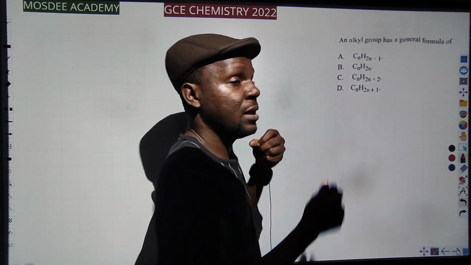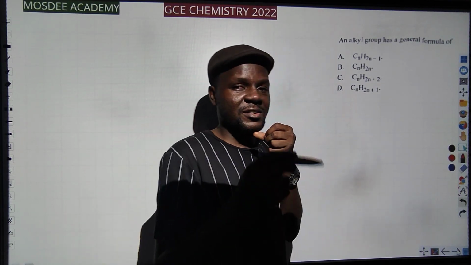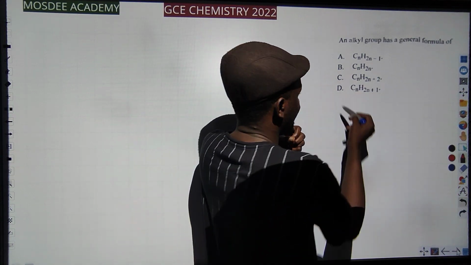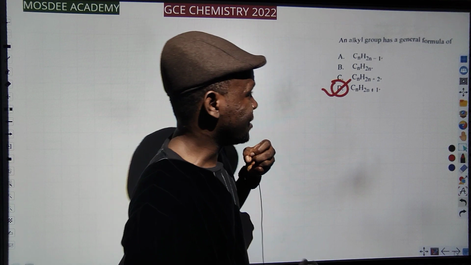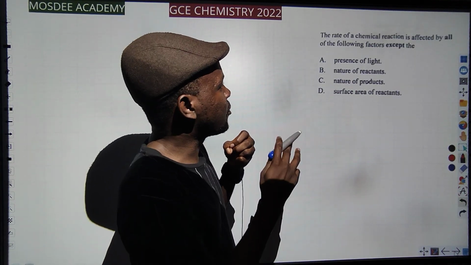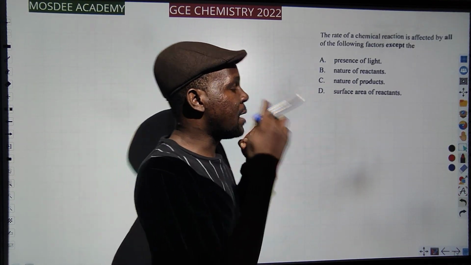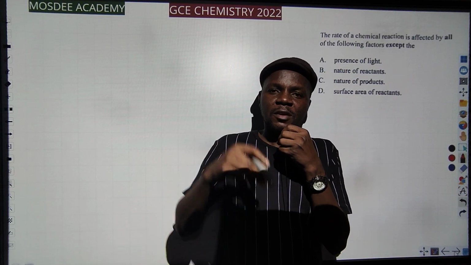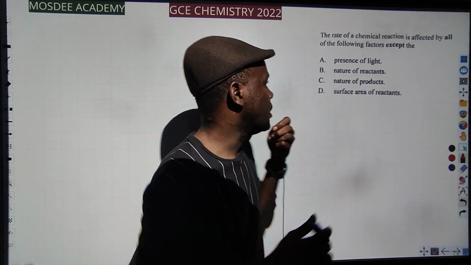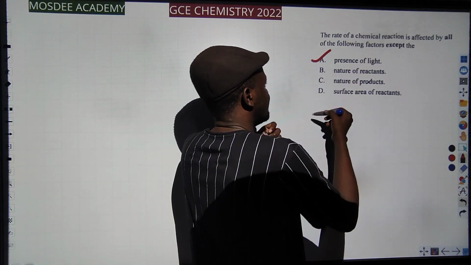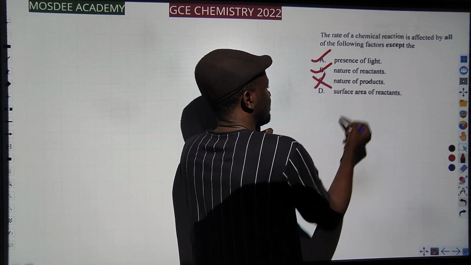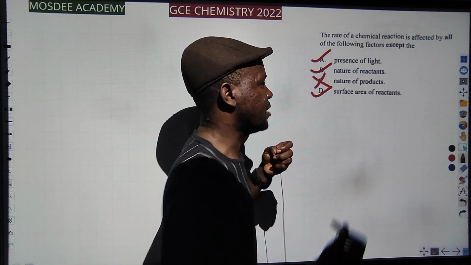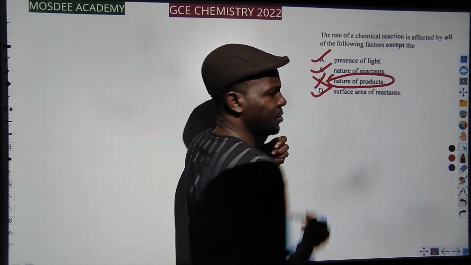Look at this alkyl family. We talked about it at the beginning: CnH2n+1. So this one will be correct. Alkyl family. The next one, I think that is the last question. The rate of chemical reaction is affected by all of the following except: presence of light, yes, it affects; nature of the reactants, it affects; nature of the products does not affect; surface area affects. The answer to this is this. Can you see what I am talking about?